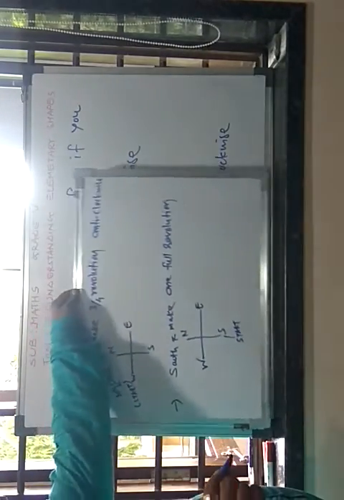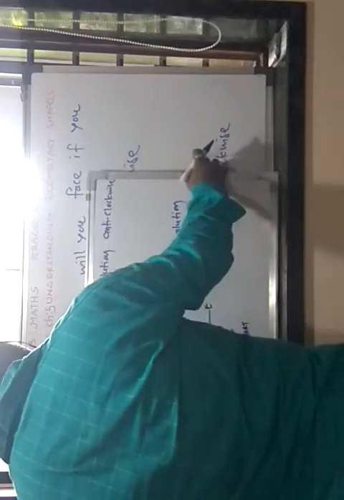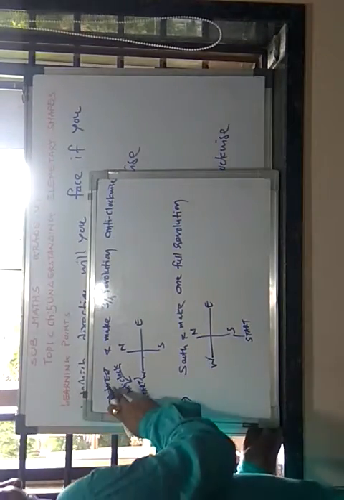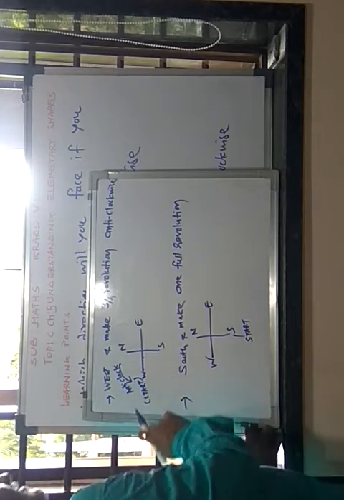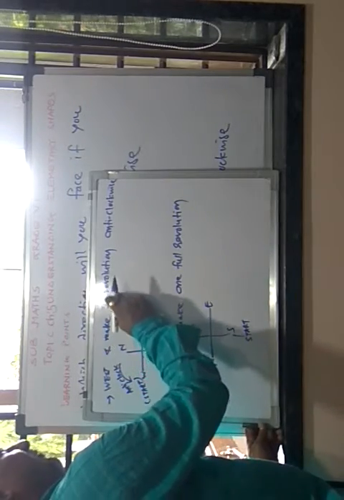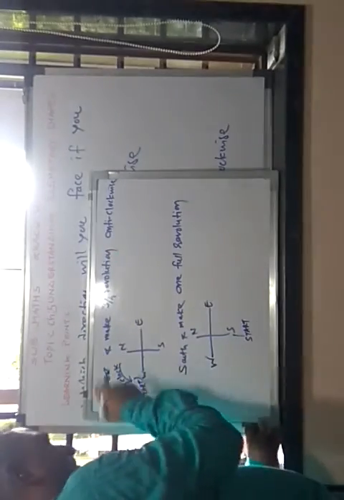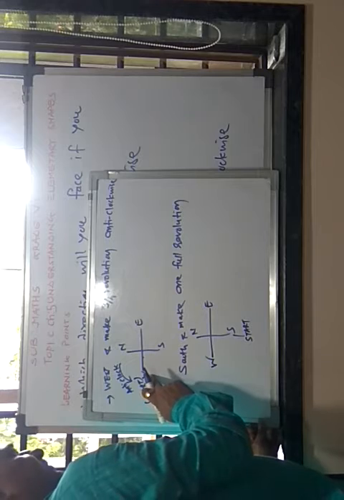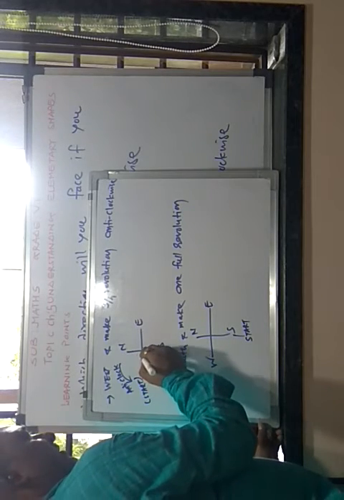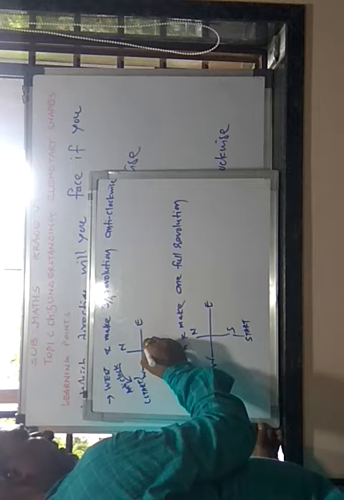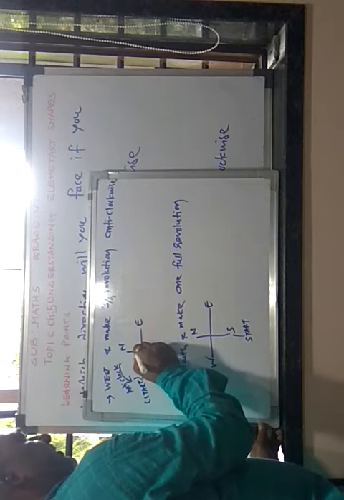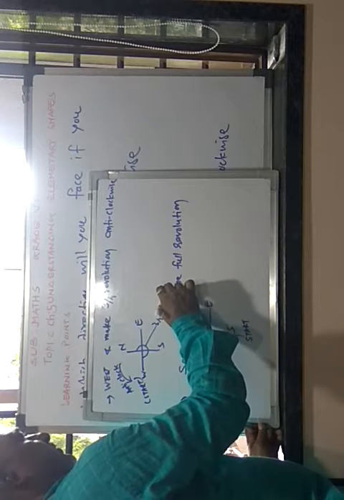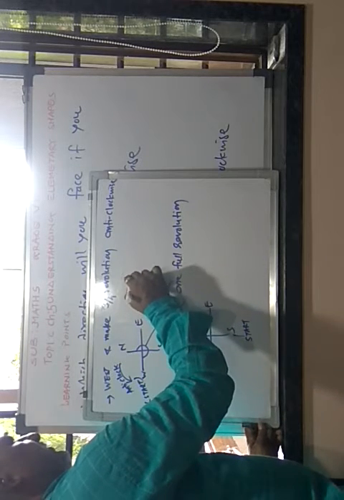Next. Start from west. Okay, this is west start. And make 3/4 revolution anti-clockwise. Anti-clockwise is this side. Clockwise is this side. 3/4 revolution means start from here. This is half revolution and this is again 1/4. This is 3/4 revolution. So where do you stop? North. So the answer is north.